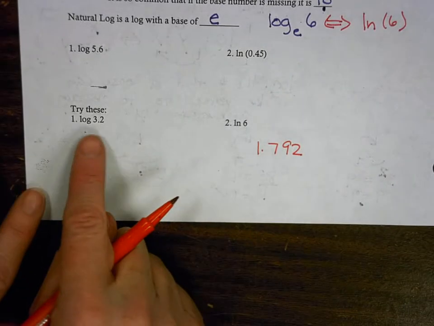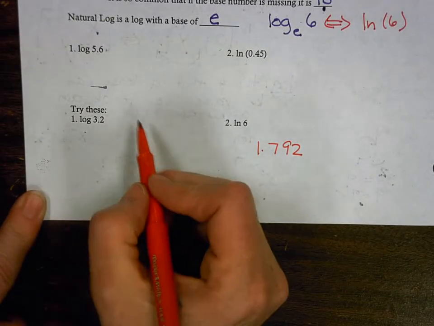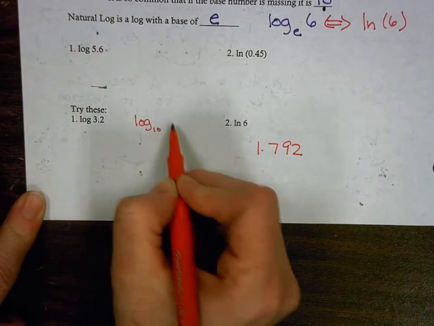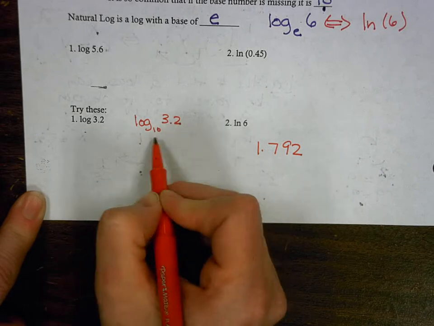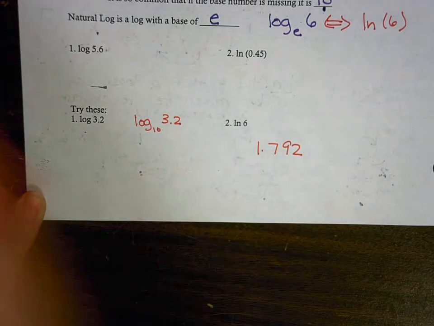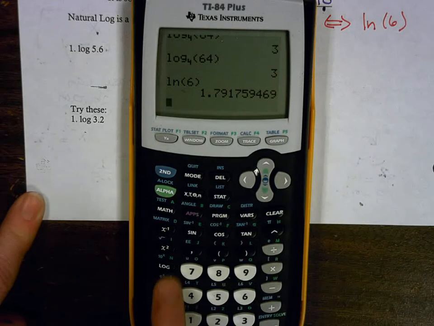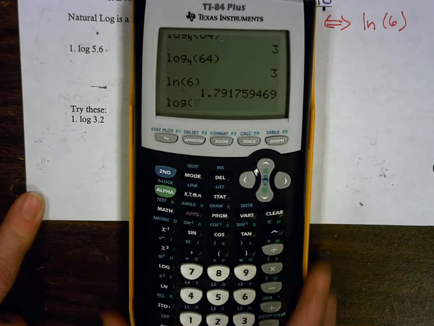1.792. All right, let's do this one. We'll do these two, you do these two. So if I have the log, what is it? It's really the log base 10 of 3.2. 10 to what power is 3.2?